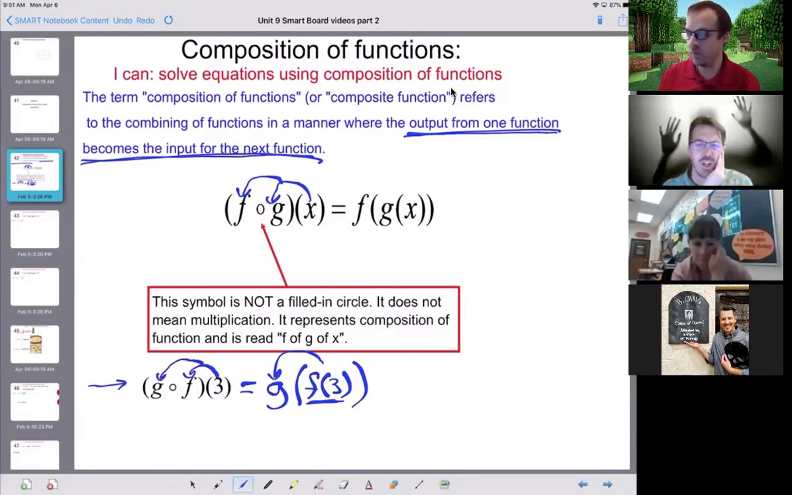So it's not g of 3 and f of 3? No, because again, it takes the input of whatever f of 3 is and inputs it into g. Oh, okay. So the order here does matter, and we're going to show that in just a second.